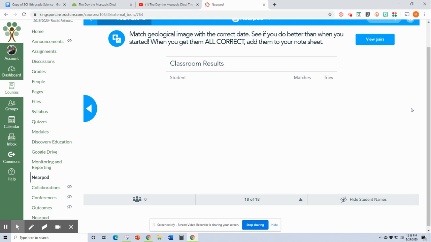So then, again, at the last slide, you go all the way back to where we started, and we're going to ask you again and see if you can do it faster this time, if you can match everything up. And we've even asked you to add this information into your note sheet. All right, so that's kind of the Nearpod.